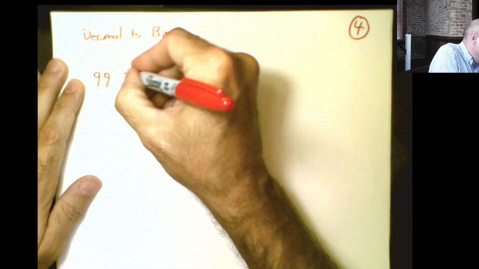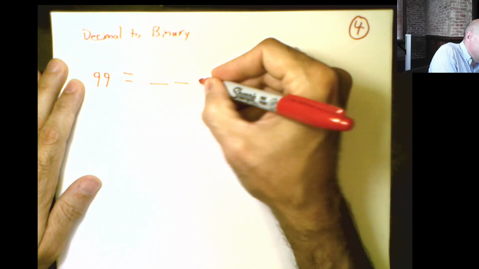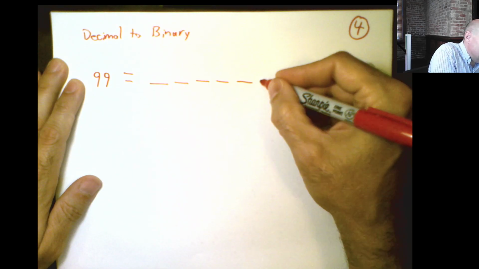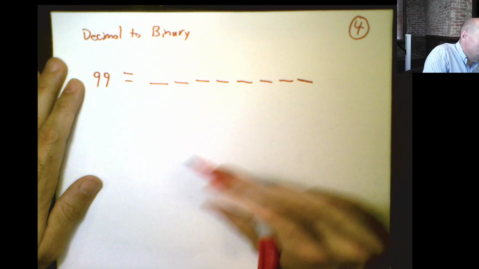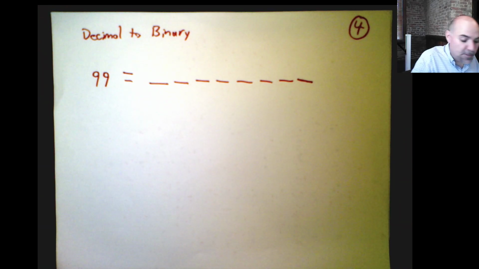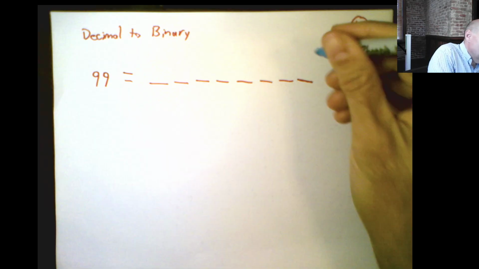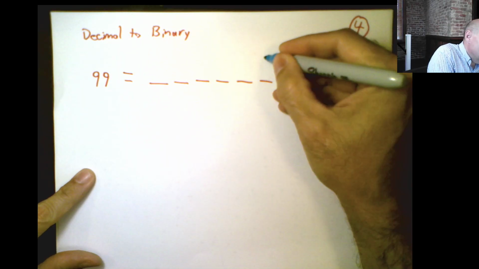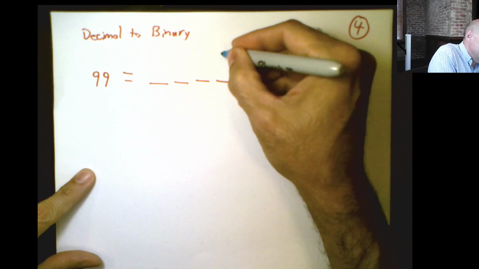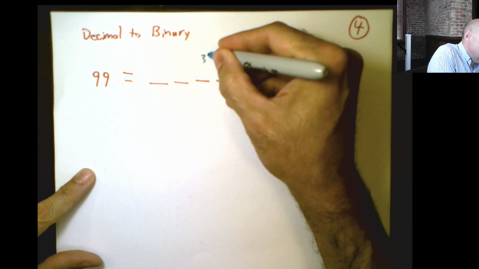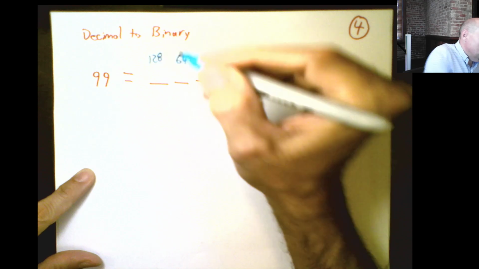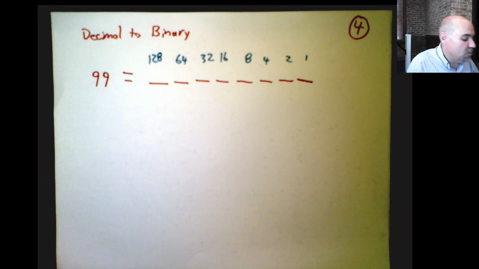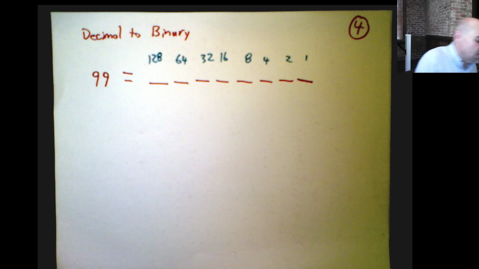So 99 equals, let's put our slots, 1, 2, 3, 4, 5, 6, 7, 8. We need to figure out where I put 1s and where I put 0s. So let's put the place values up there just as a way to remind ourselves: 1, 2, 4, 8, 16, 32, 64, 128. All right, so starting at the top, 128. 128 will not fit into 99. So that's going to be a 0.